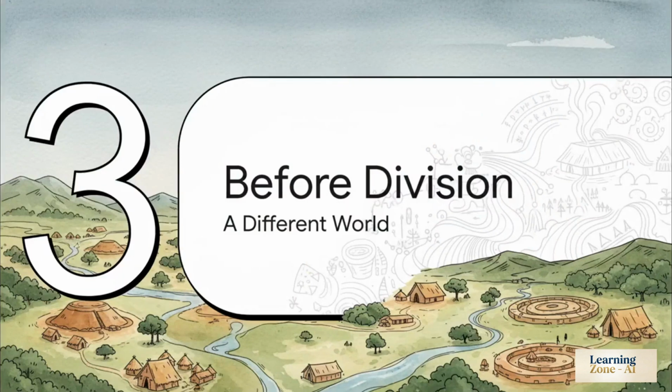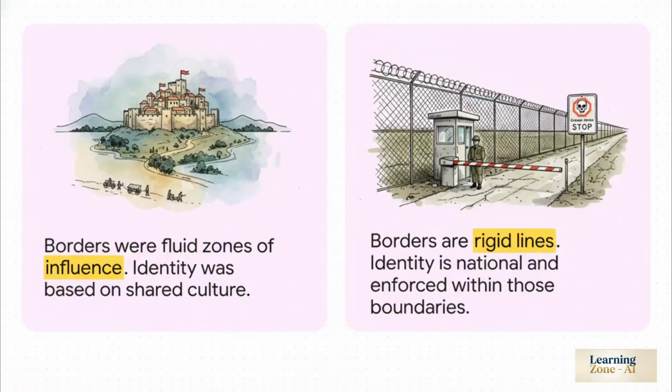So to really grasp just how huge this change was, we have to rewind. We have to look at what the world was like before all this division, because believe me, it was a completely different world. Think about old empires. Their borders were fuzzy, more like zones of influence that could shift and change. Your identity came from your culture, your language, your community. It wasn't about a line.